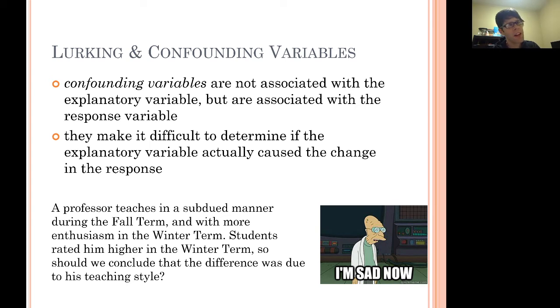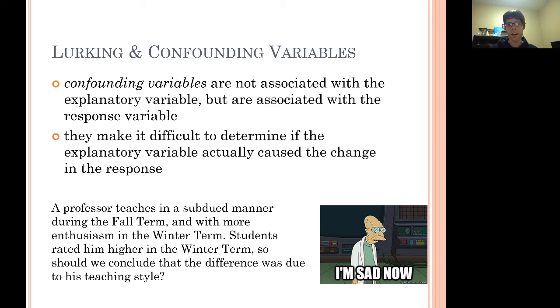Now, confounding variables are, I would say, a little bit trickier. They're not necessarily associated with the explanatory variable, or at least that's the definition that my old textbook gave me, but they're definitely associated with the response variable. And so again, the idea with confounding and lurking variables is there's this thing happening in the background and we can't really tell whether or not the explanatory variable is causing that change in the response variable.